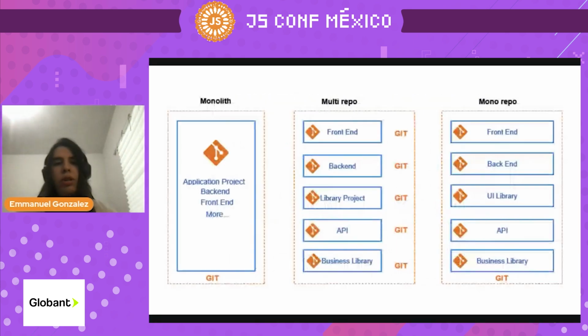Here I have a more graphic version of how to differentiate this. The monolith is one repository, one project, with the backend and front end. The multi-repo has a lot of projects and different repositories for each. And the monorepo is like a joining of these projects together in one repository.